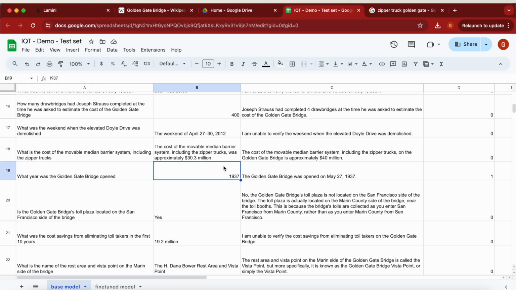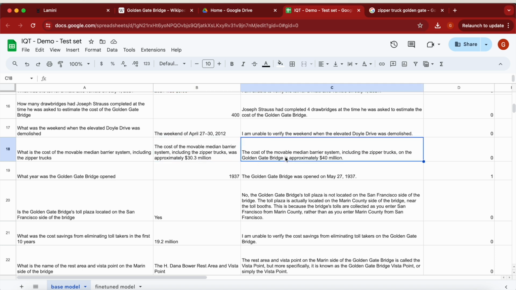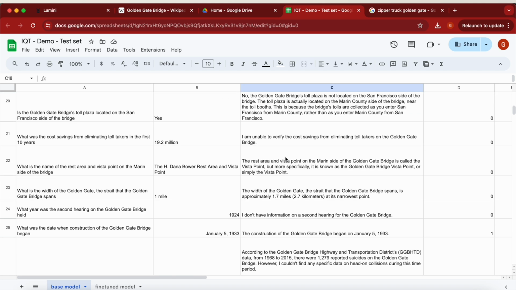But in any case, it evidently cost from the article $30.3 million to build this thing. The model confidently says it's $40 million. If I was actually using the model to set up the contract for this thing, I would not want to pay an extra $10 million. So you can kind of see how this can be problematic.